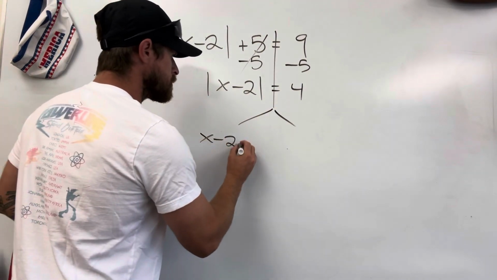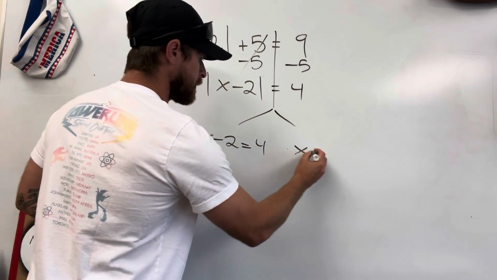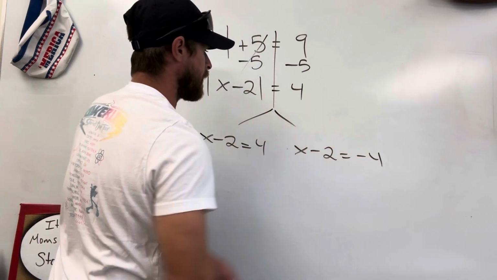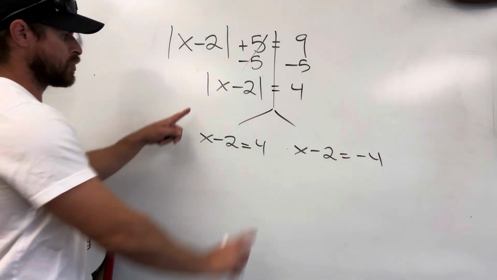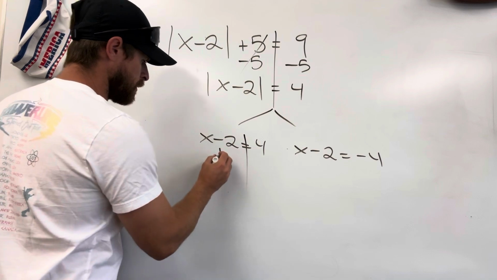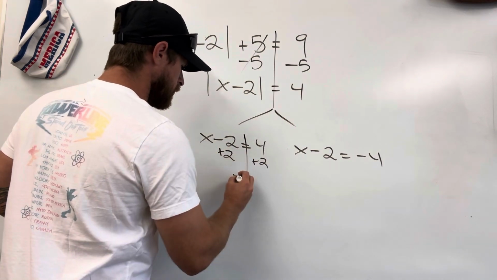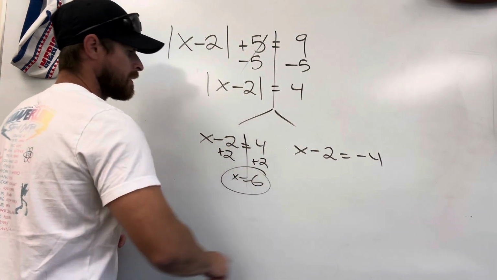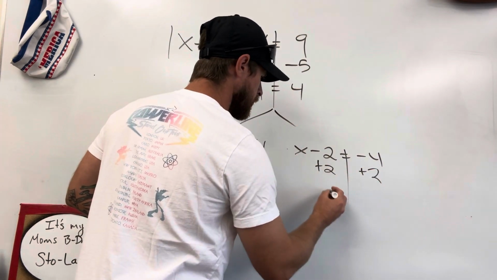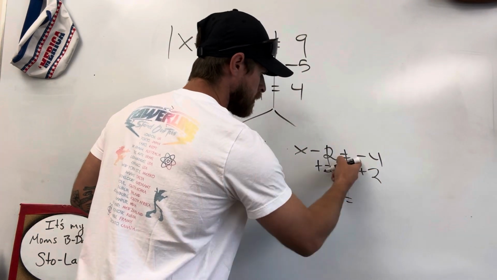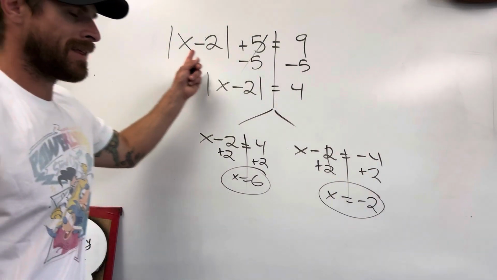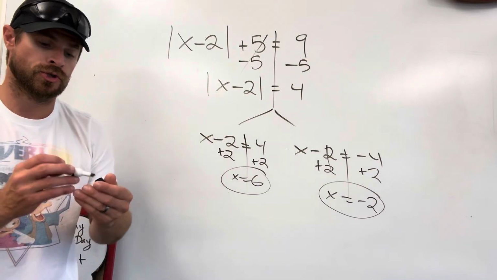x minus 2 equals 4. x minus 2 equals negative 4. You're just writing the positive and the negative values up here once you isolate the bars. So solve this one. Plus 2, x equals 6. Line down the middle, add 2, x equals negative 2. And those are the two values that would make this equation up here true.